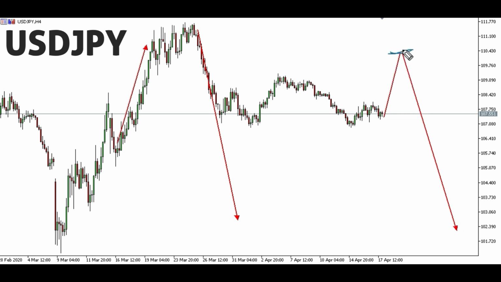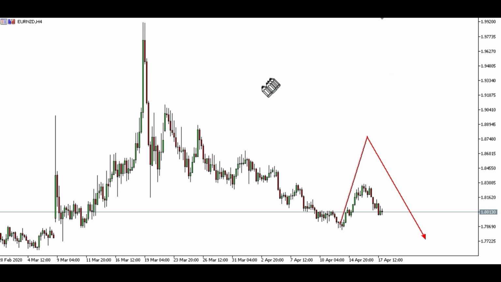Wait for an opportunity. If you have a solid strategy to trade it, you can trade it to the downside. But if you don't have a strategy to trade it, just set it aside. Trade what your strategy can trade.